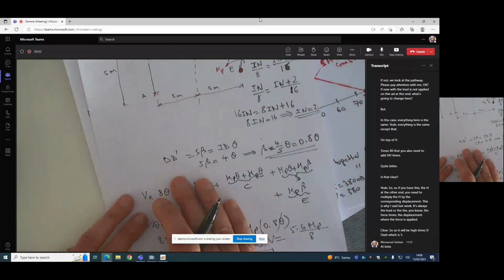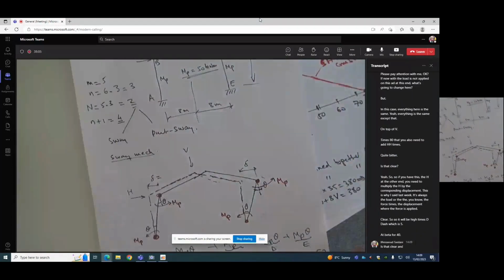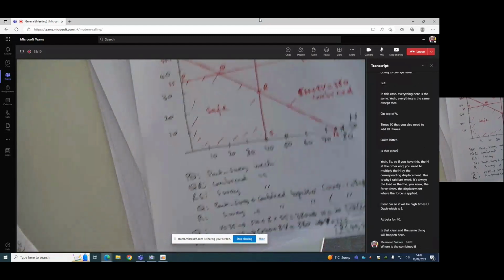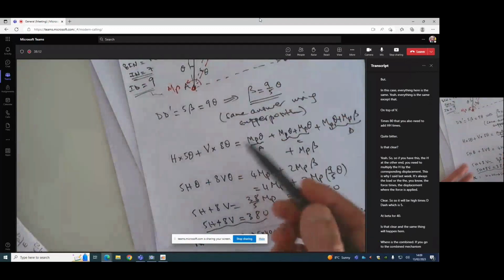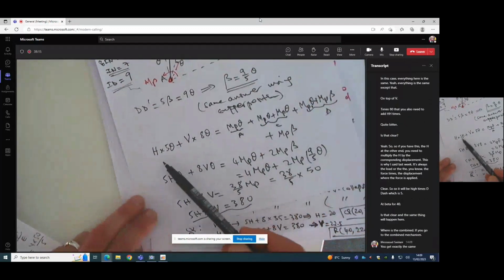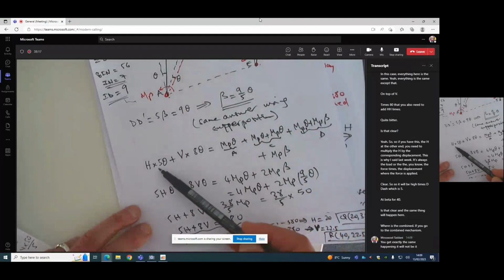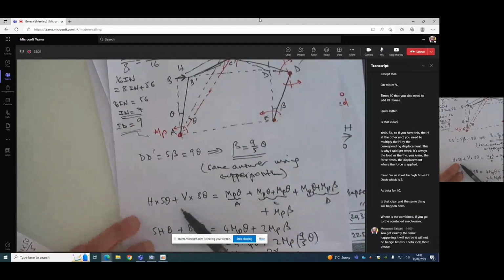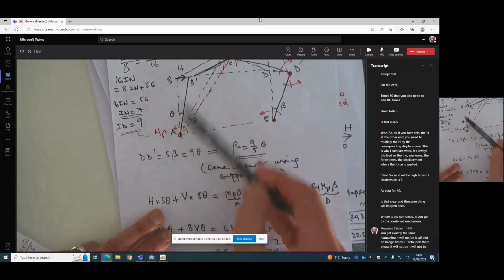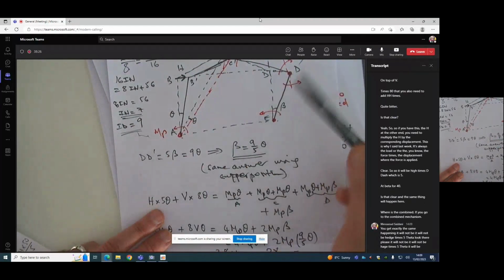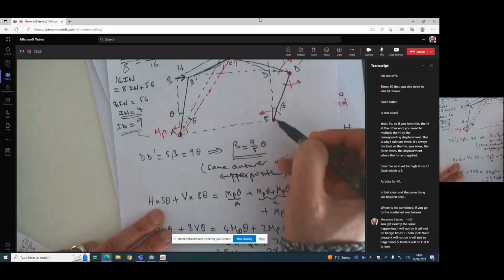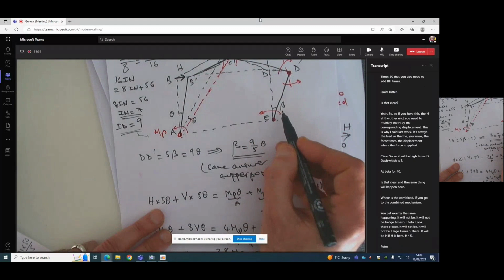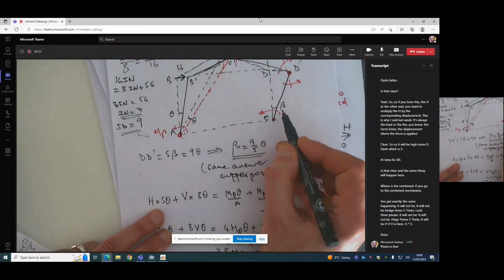Is that clear? And the same thing will happen in the combined mechanism. You get exactly the same happening. It will not be H times 5 theta. Look there, please. It will not be H times 5 theta. If H is here, it will be H times 5 beta. H times beta. Is that clear? Right?